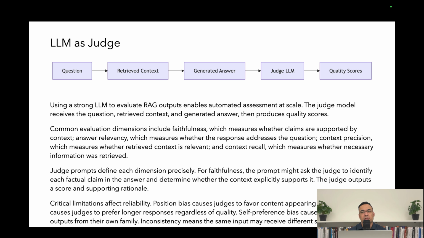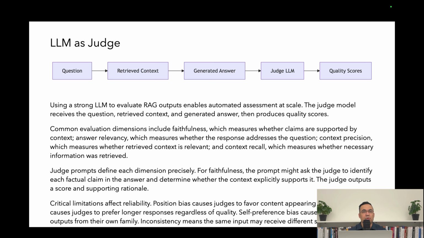For faithfulness, the prompt might ask the judge to identify each factual claim and determine whether the context supports it. Critical limitations affect the reliability. Position bias causes the judge to favor content appearing first. Verbosity bias causes the judge to prefer longer responses. Self-preference bias causes models to favor outputs from their own family. Inconsistency means the same input may receive different scores across runs.